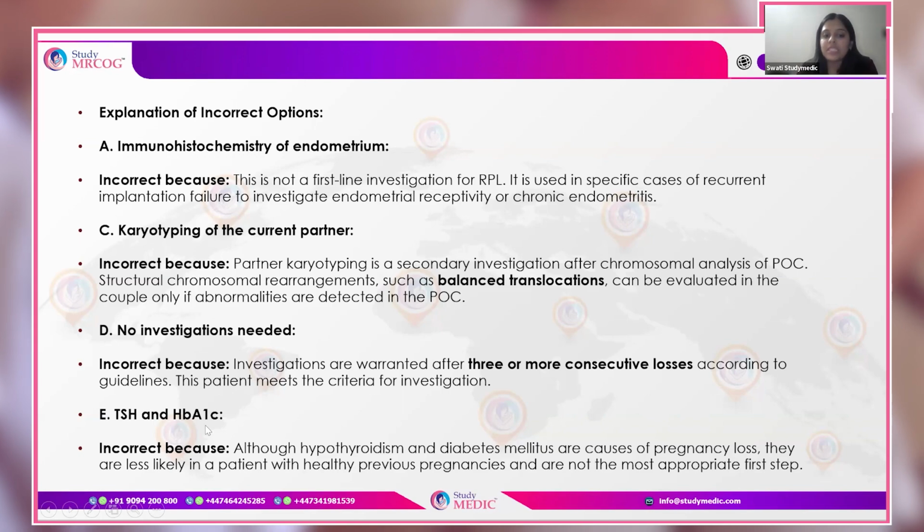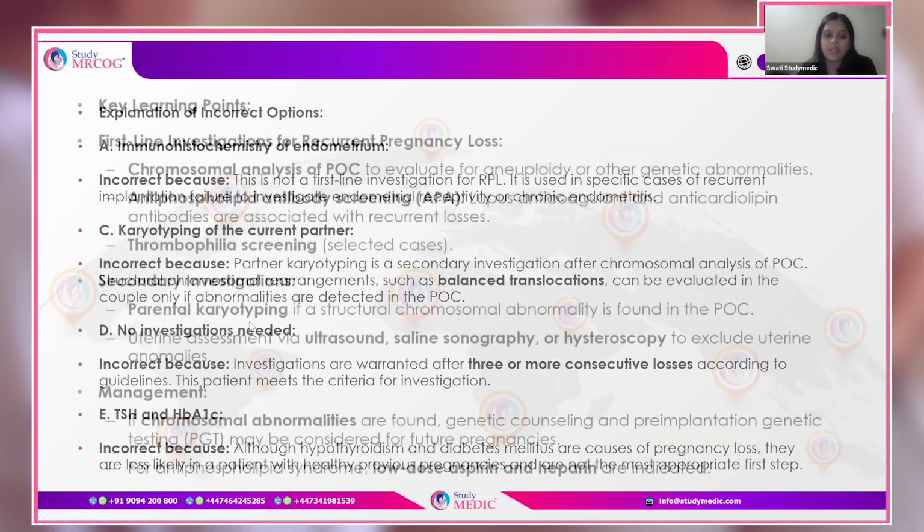TSH and HbA1c, although hypothyroidism and diabetes are causes, but they are less likely in a patient with healthy previous pregnancies and so are not the most appropriate first step as of now. Here, chromosomal analysis of POC remains the single best answer.